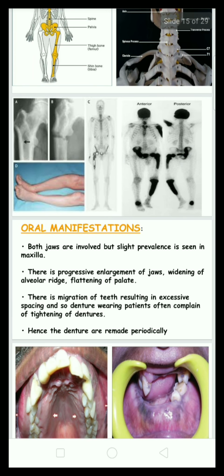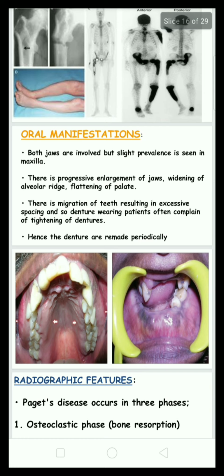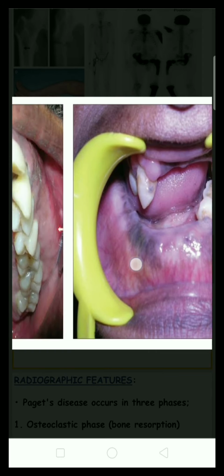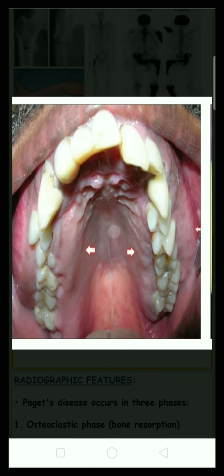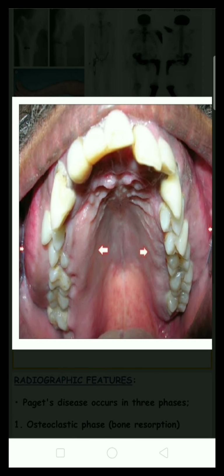Oral manifestations: both jaws are involved, but the maxilla is only slightly involved in this area. The alveolar ridge becomes very broad, and the hard palate gets flattened.